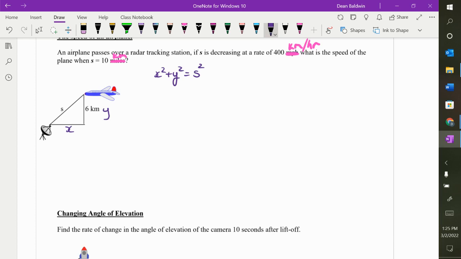Now, is anything in this problem a constant that does not change? 6 kilometers. The height of the plane is not changing. I haven't said anything about the height of the plane changing. Put that in right away, because what happens when you take the derivative of a constant?